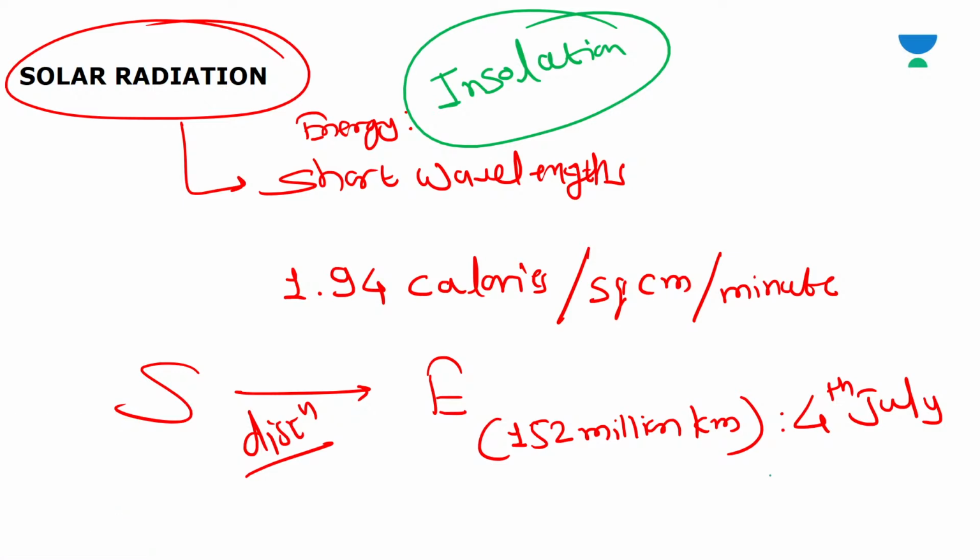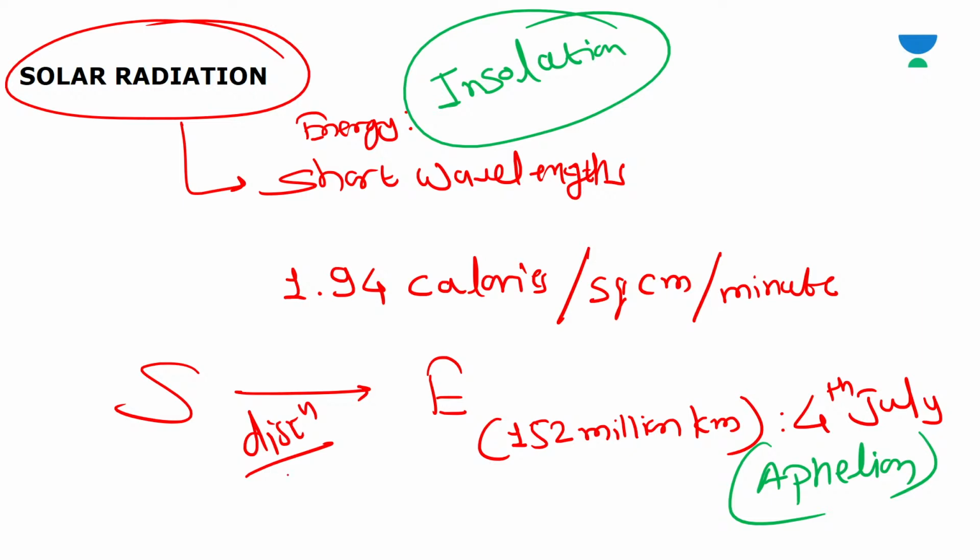You can write down the word and the short note. During its revolution around the sun, the earth is farthest from the sun on 4th July, which is around 152 million kilometers. So this position of the earth is called aphelion.